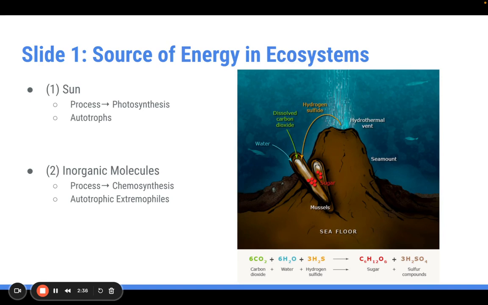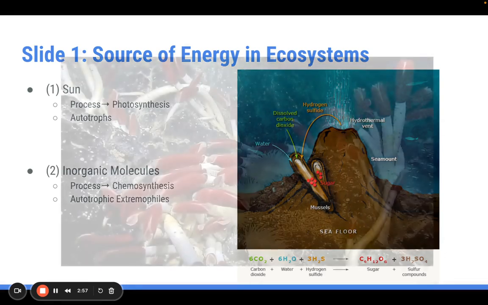You might be asking yourself what type of organisms undergo chemosynthesis, and if you guessed autotrophs, you are correct. However, these organisms live in such extreme environments like very high temperatures, very high salt conditions, or very low or very high pH values that they are actually called autotrophic extremophiles.